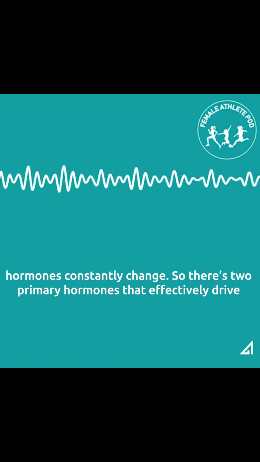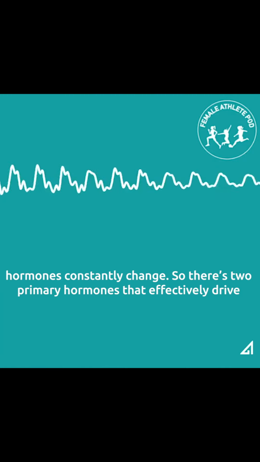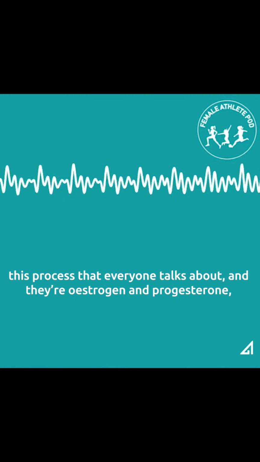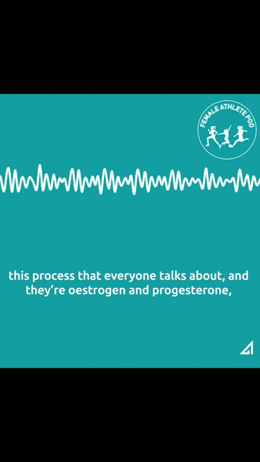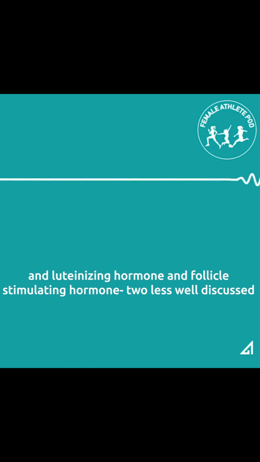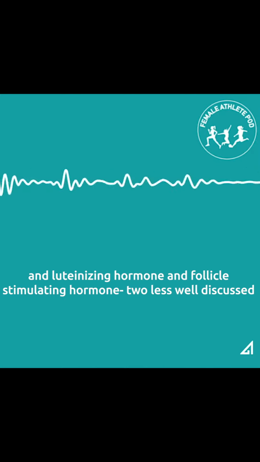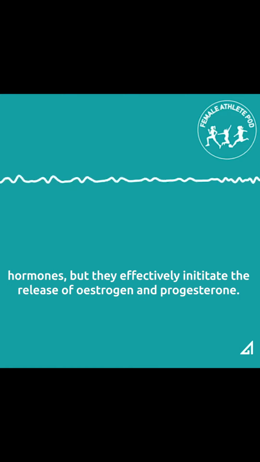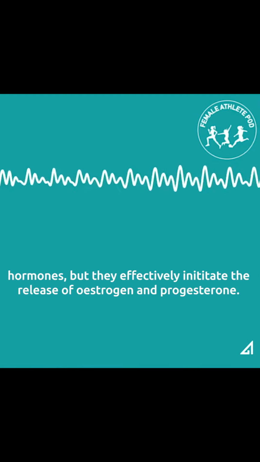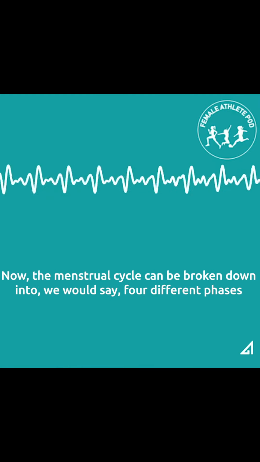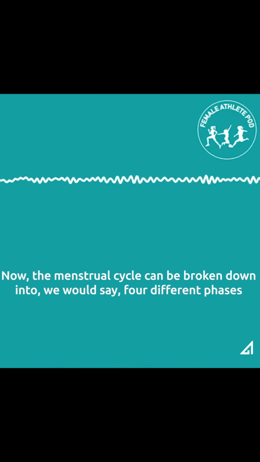So there are two primary hormones that effectively drive this process that everyone talks about, estrogen and progesterone, and luteinizing hormone and follicle stimulating hormone, two less well discussed hormones, but they effectively initiate the release of estrogen and progesterone. Now, the menstrual cycle can be broken down into four different phases.